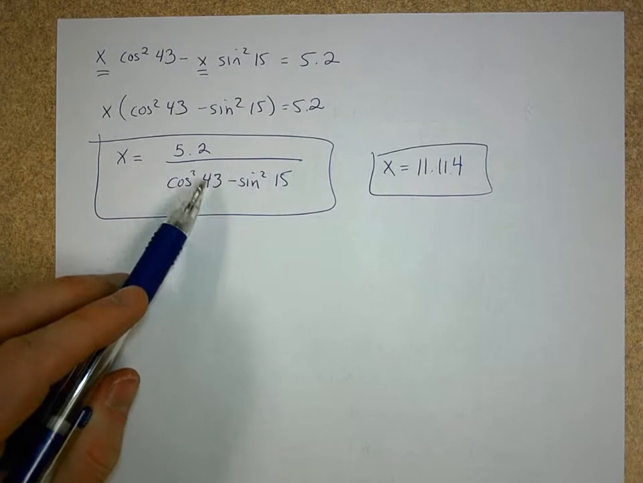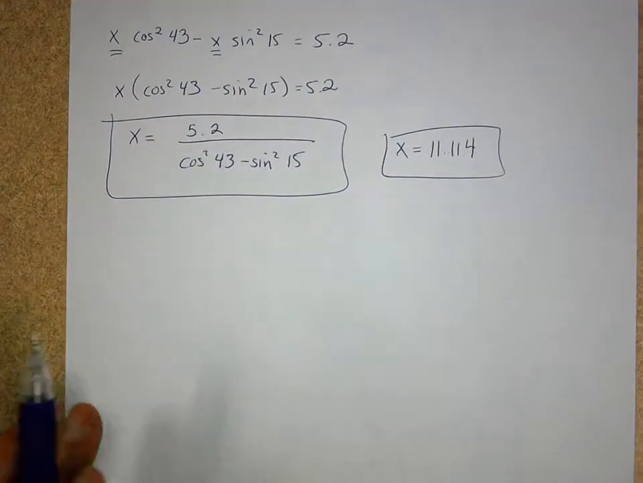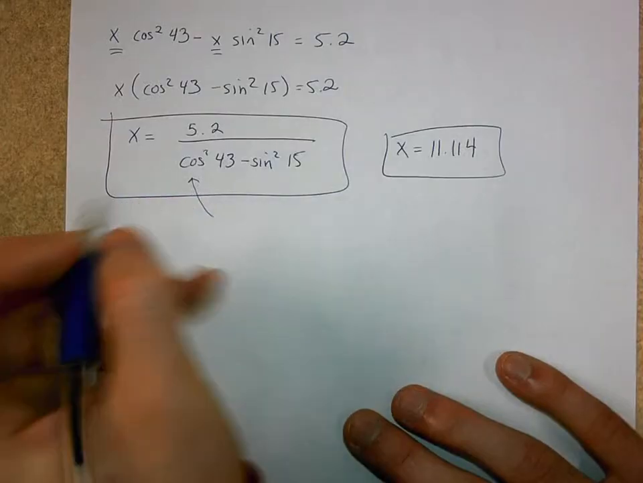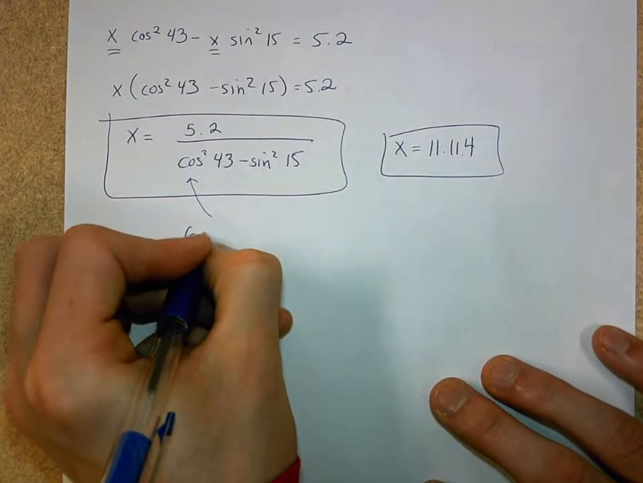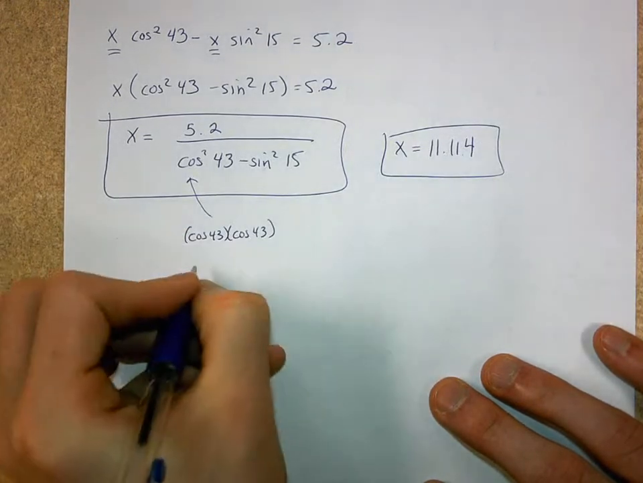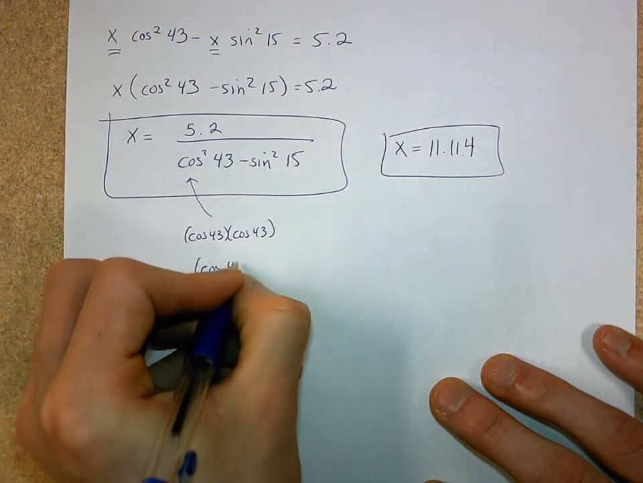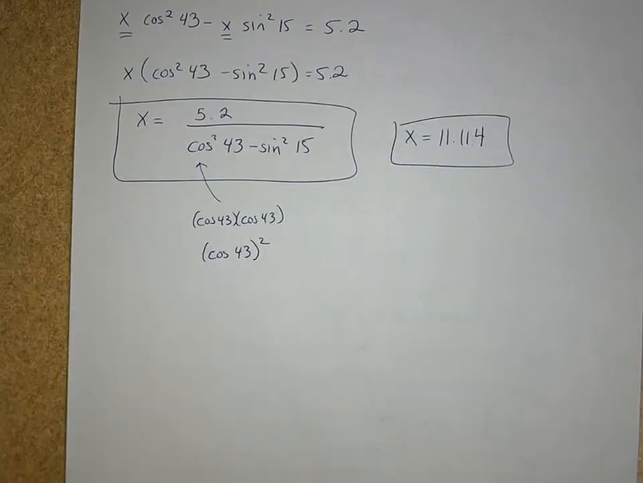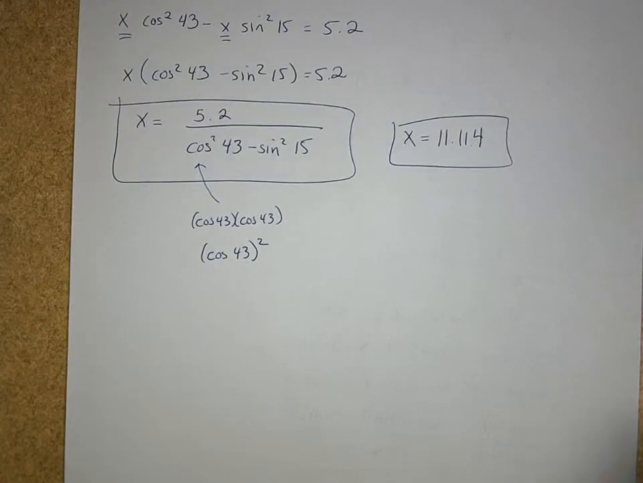11.114. You can't put cosine squared of 43 into your calculator directly like that. The way you'd put this into your calculator is you could do the cosine of 43 times the cosine of 43, or you'd have to do the cosine of 43 quantity squared. There is no way to put the squared right in front of the cosine there.